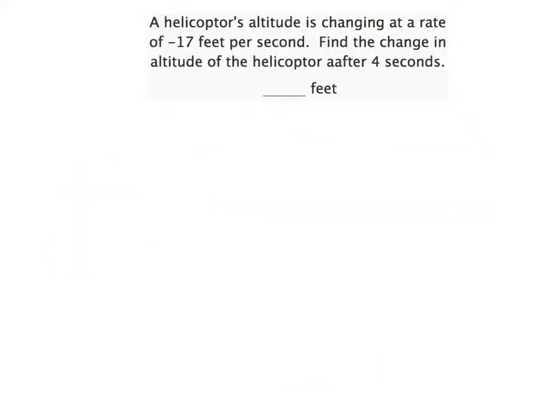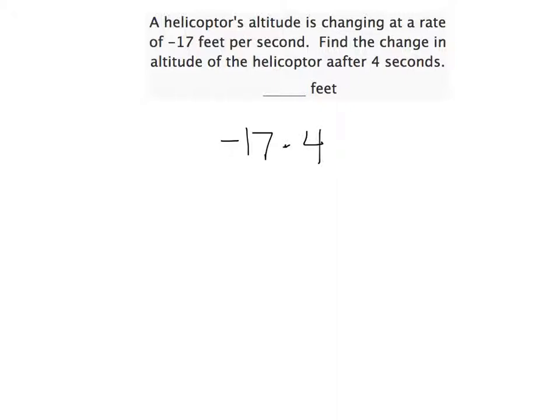For the next one, it says a helicopter's altitude is changing at a rate, which we learned is speed, of negative 17 feet per second. Find the change in altitude of the helicopter after 4 seconds. Sorry for that typo. So that would just be negative 17 times 4.